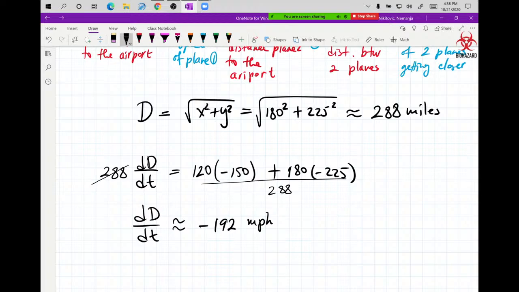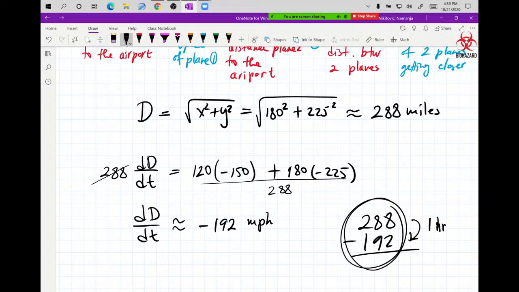So this means, guys, that the distance between the two planes is closing in at roughly 200 miles per hour. It is not something that you say, yeah, I'll deal with that later. It has to be observed at all times because these distances are closing quickly. Now you can understand that the two planes are physically 288 miles apart, and it's going to be minus 192 in 1 hour of flight time.